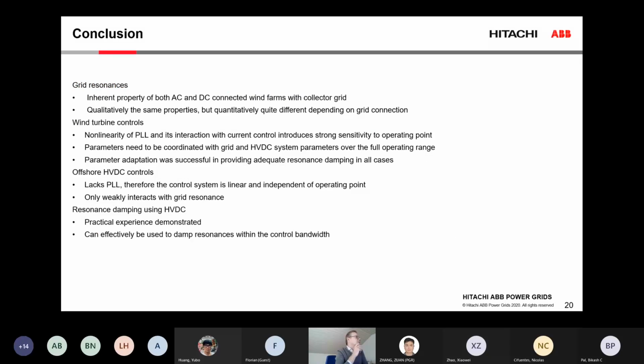So in conclusion, we can see that the stability problems that we are seeing are strongly connected to the resonances of mainly the collector grid, but also the filters of the wind turbines and HVDC. We see that qualitatively there is not a big difference using an HVDC connection or an AC cable connection, but of course quantitatively it will be different, and you need to consider tuning in different ways.